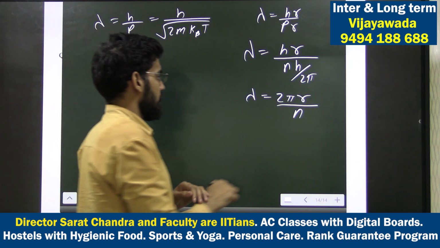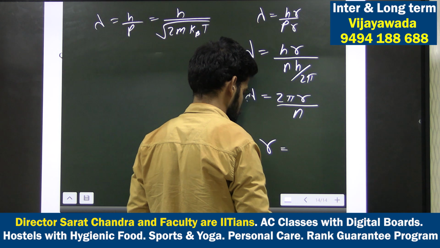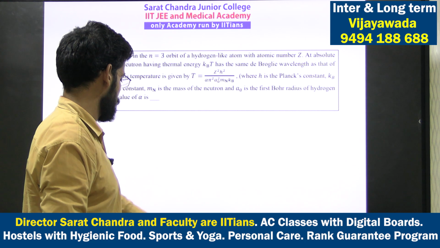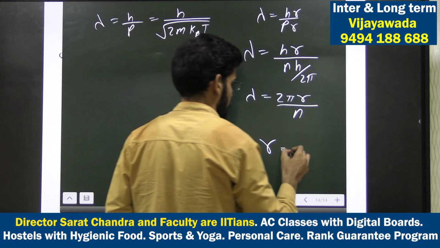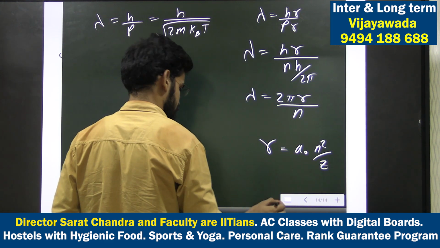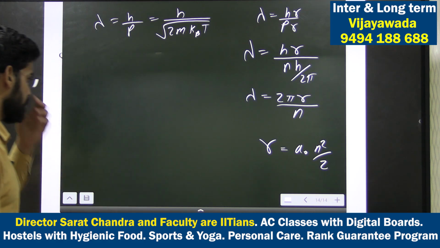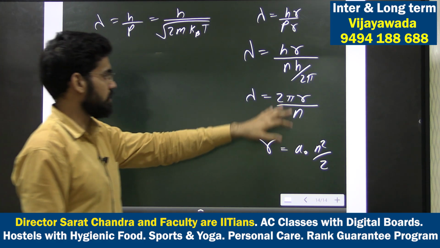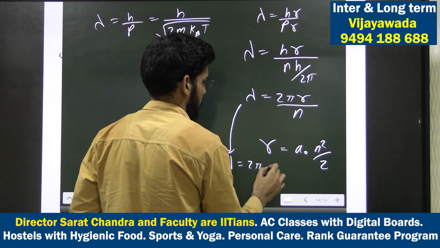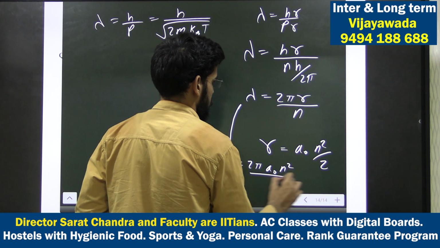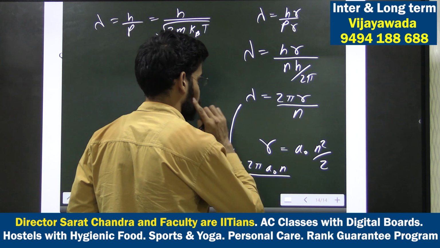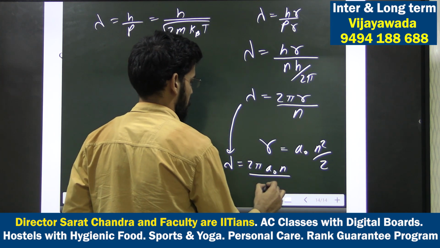Okay, what is r? It is given, but he said already the Bohr radius is a0, that we study in atomic structure, right? a0 into n square by z. This is the relation, n square by z. Okay, so that I can put here and get this lambda more simplified. Lambda equals 2 pi, r value is a0 n square by z, into n, so 1 n got out, and you will have by z.